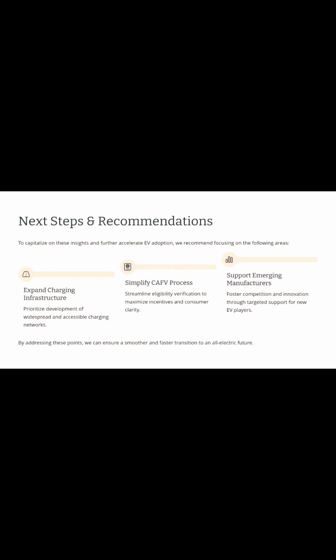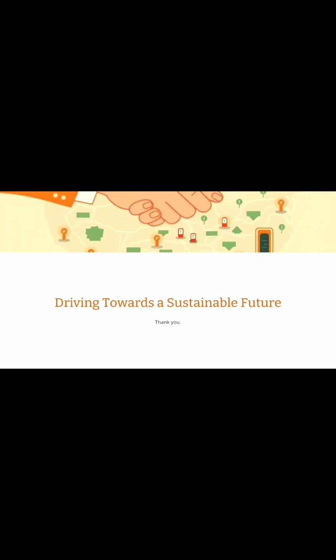Our next steps and recommendations for EV adoption: we should expand charging infrastructure, especially by the government. The second is to simplify the CAFV process, which is the policy made by the government for EVs. And third is to support emerging manufacturers, since only one manufacturer, Tesla, is doing all the work. Driving towards a sustainable future, which should help our government and our nature as well.